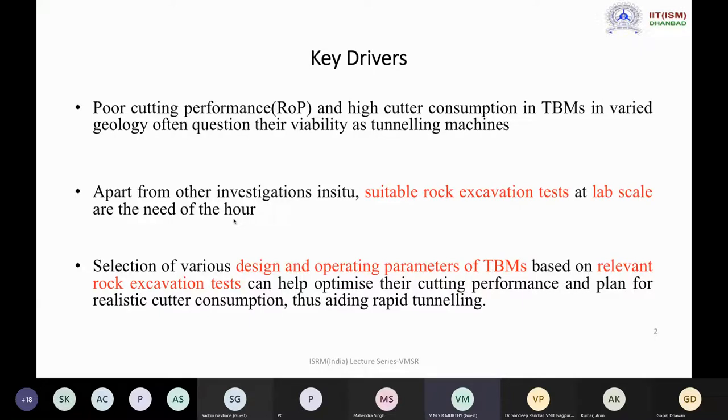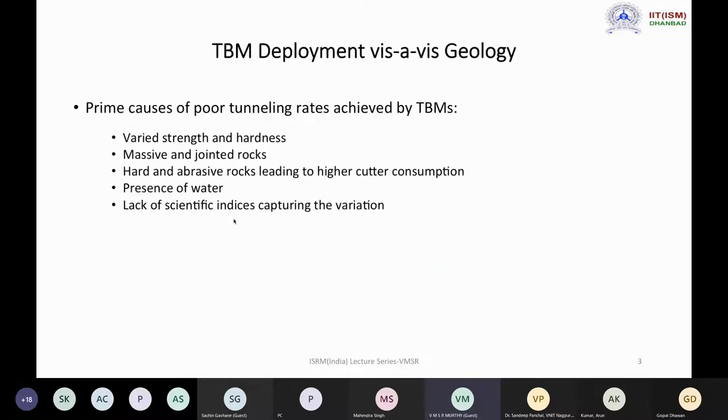Thereby, they provide scope for optimizing the cutting performance and also planning for realistic cutter consumption, which often takes away about 30 to 40% of the total time cycle of TBM. Ultimately our objective is to see how tunnels can be made rapidly, as you know that demand has been growing phenomenally over the last decade. You are all doing this tunneling, you are in this business, and you are pretty much aware of all these reasons for poor tunneling rates.